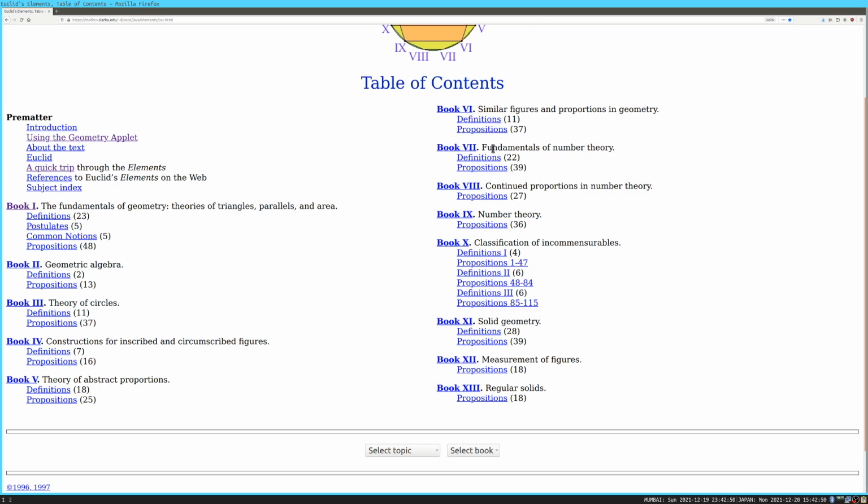Book seven, fundamentals in number theory. Book eight, continued proportions in number theory. Book nine, number theory. Book ten, classification of incommensurables. Book eleven, solid geometry. Book twelve, measurement of figures. And book thirteen, regular solids.